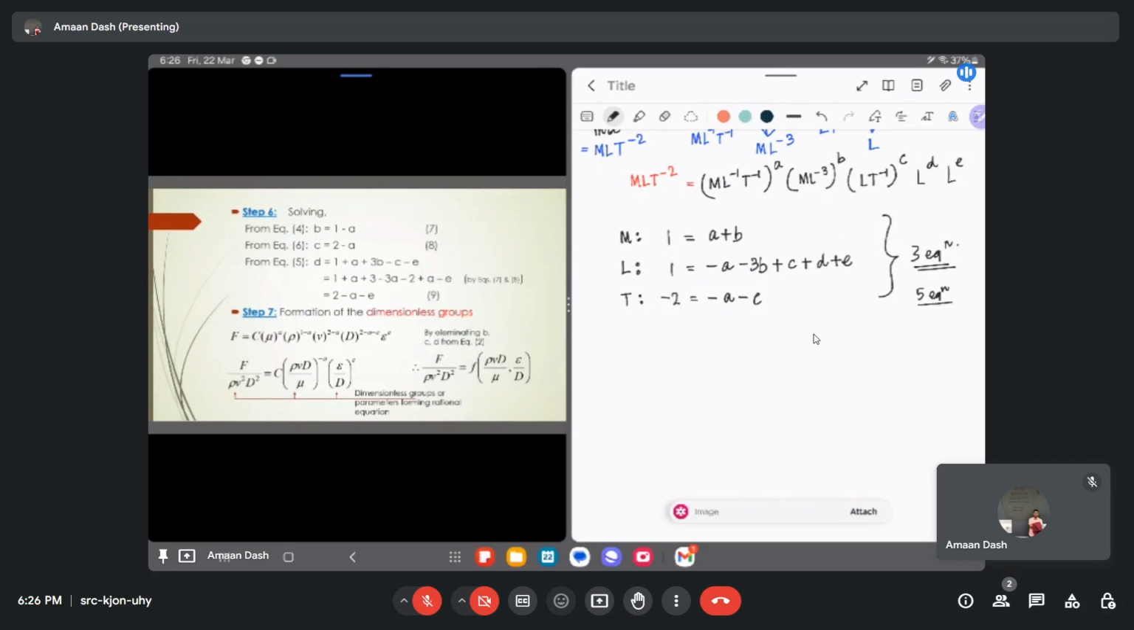So how do we do that? Let us see which variable is present in all the three equations. You see, A is present in all the three equations. So let us try to express all the equations in terms of A. From the first, we can write B is equal to 1 minus A, and here we can write C is equal to 2 minus A, right?